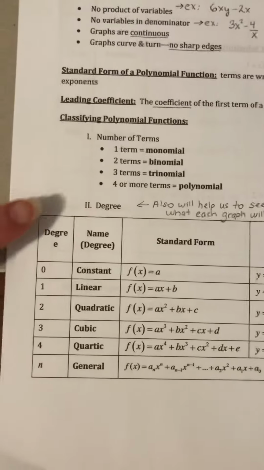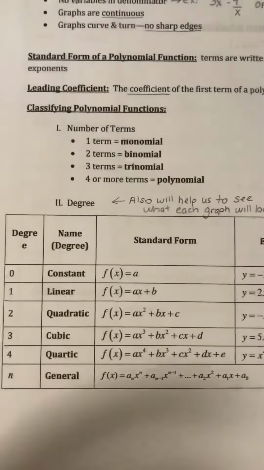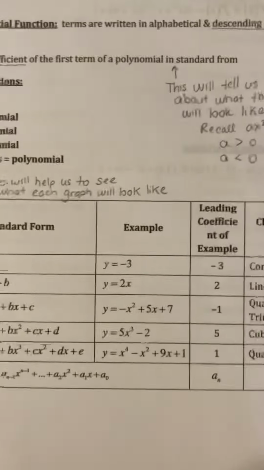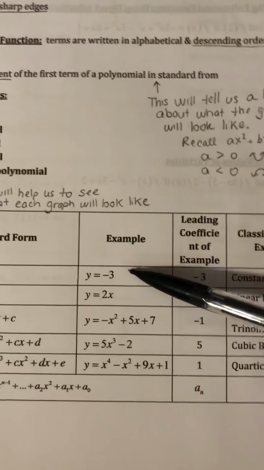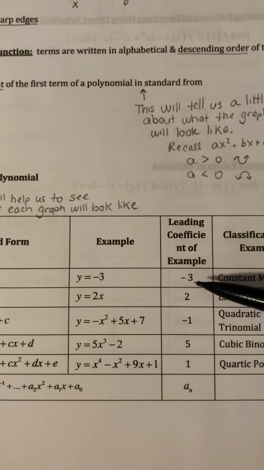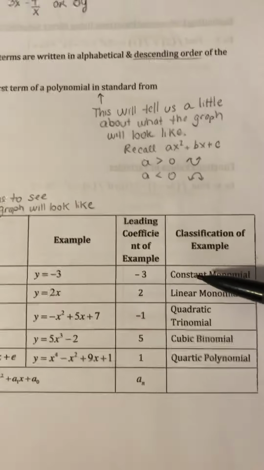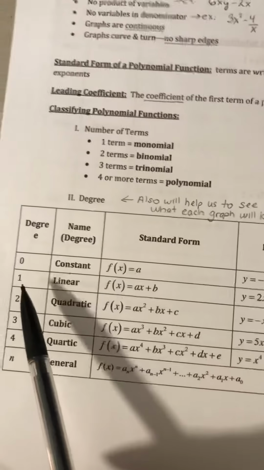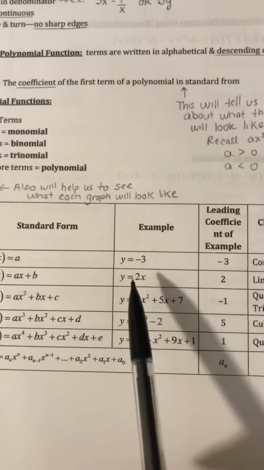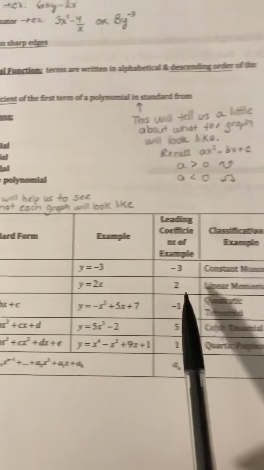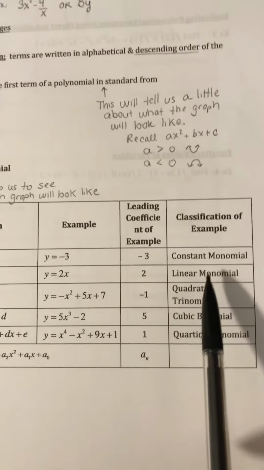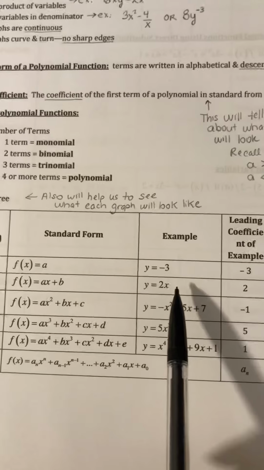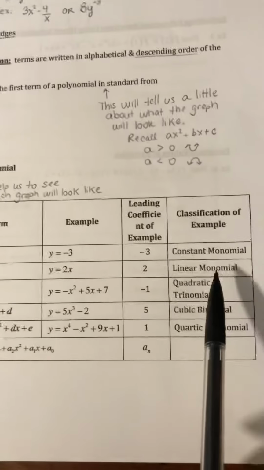So degree of 0 is our constant. In standard form, it's just like f of x equals 3. Here's an example, y equals negative 3. So what's the leading coefficient? Negative 3, and this is a constant, and it's a monomial because there's one term. Degree 1 is linear. Example, our leading coefficient is 2, and this is a linear monomial. We could have a plus 5 here too. It would still be linear, but that would be a binomial.